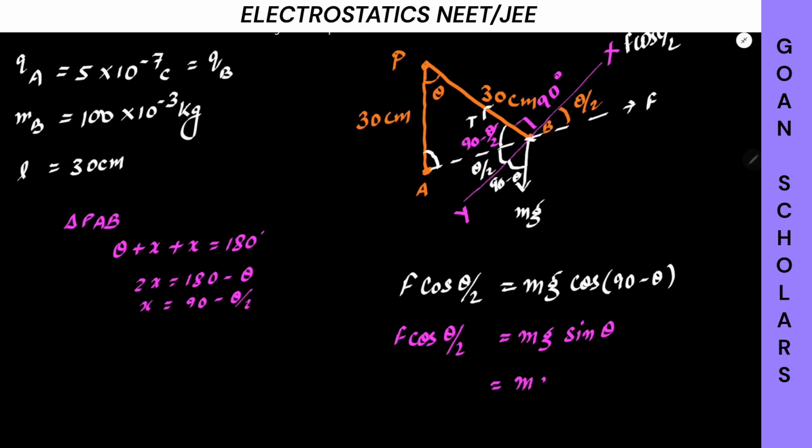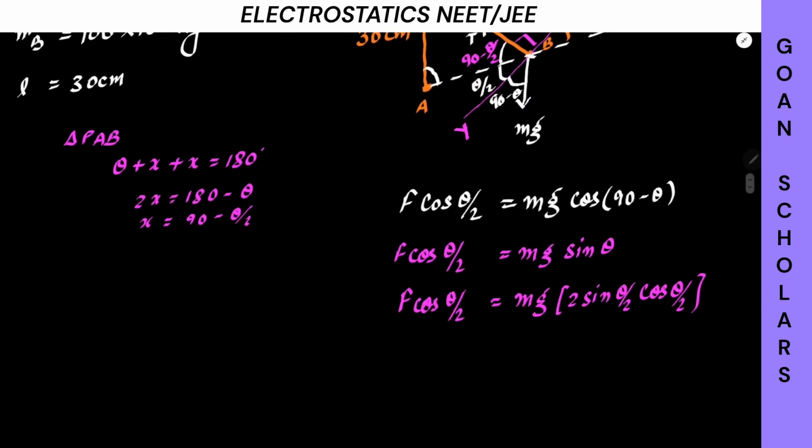Now mg sin theta is nothing but, let's use the half angle formula, 2 sin theta by 2 cos theta by 2, correct? That equals F cos theta by 2. I hope this is clear. Now let's cancel out cos theta by 2 on both sides. Cancelling out cos theta by 2 on both sides, we will be left with F equals 2mg sin theta by 2. Correct? So this is our main equation number 1.